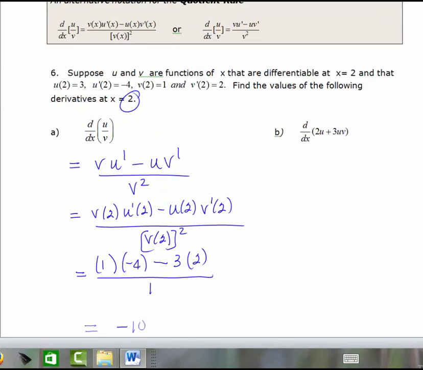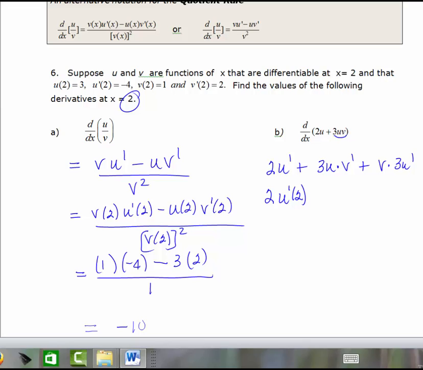Okay, and the last one, I've got the derivative of a sum, and within that sum I also have a product. So we're going to take the derivative of each of those terms. The derivative of 2u is 2u prime. The derivative of 3uv is going to be first, so 3u times v prime, plus v times the derivative of 3u, which is 3u prime. And since we're dealing with u of 2 and u prime of 2, I want to find the derivative at 2, so I'm going to rewrite this in function notation.